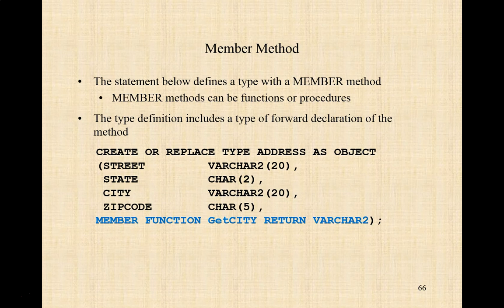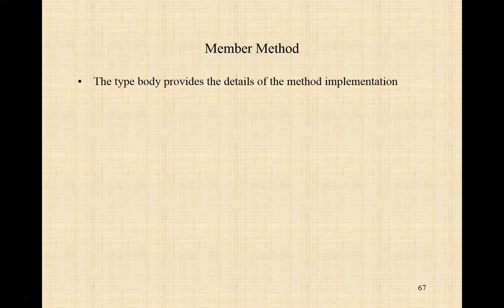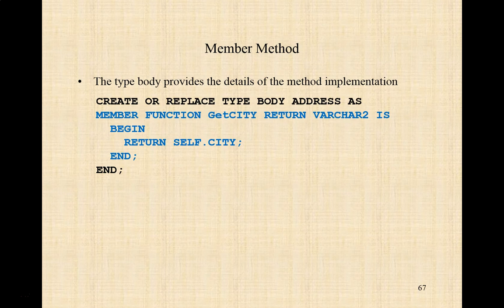With the statement below, we define a type with a member method. Remember that member methods can be functions or procedures. This definition, being part of the create type statement, is simply an announcement or forward declaration of the method. The type body is what provides the implementation details for a method. Here we create the type body, and this has the same name as the type. In fact, it must have the same name as the type to align the specification and the implementation.